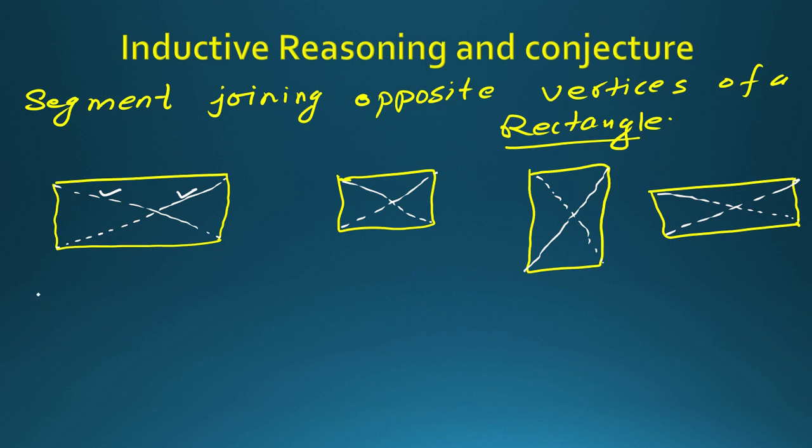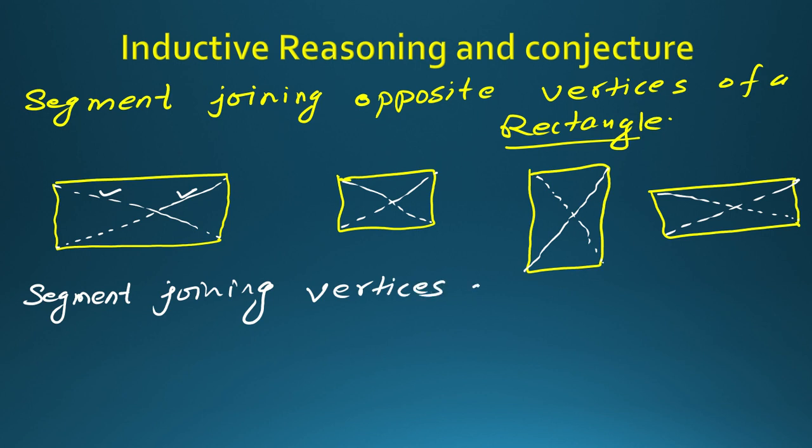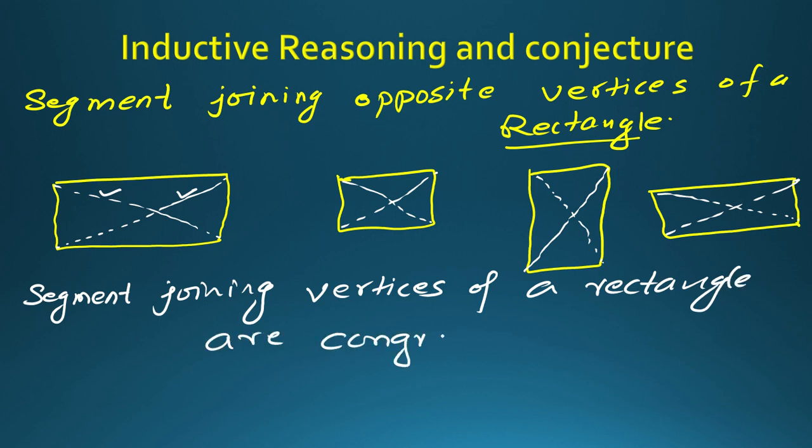We can have that the segments joining opposite vertices of a rectangle are congruent. Congruent means same to same, okay? Same shape and same size, okay? So this is the conjecture, okay?